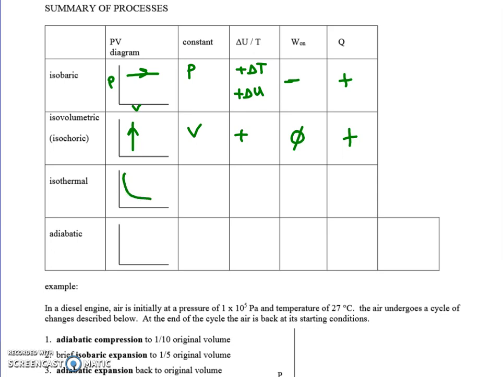Isothermal looks like that, fairly steep. All right, what stays constant there is the temperature, and therefore the internal energy. We have a volume change. It's increasing, so the work done on it, again, is negative. In order to get a 0 change, we have to have a positive Q right there.